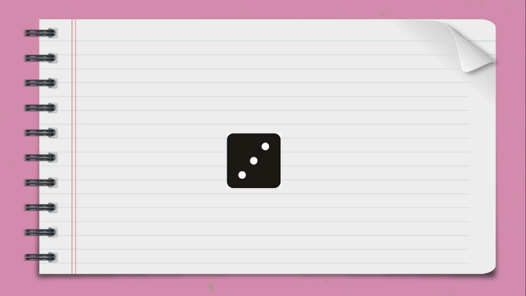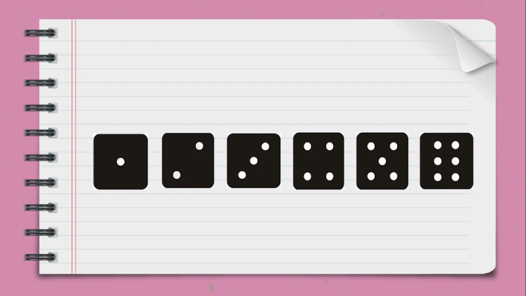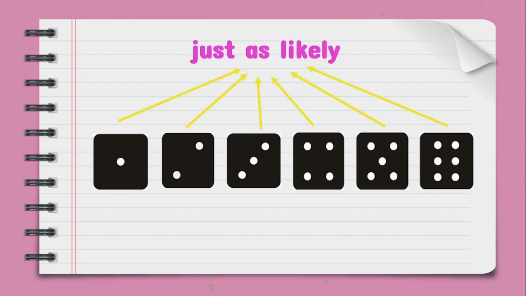A standard dice has 6 sides, numbered 1 to 6. When you roll it, any of those sides is just as likely to come up as the others. That sounds a lot like flipping a coin, doesn't it? Each side of the dice is just as likely to come up as the others. So you might expect that the probability of rolling any side is 50%.